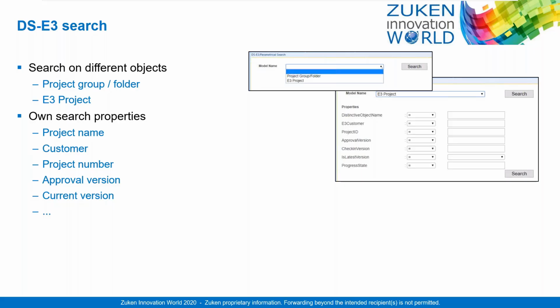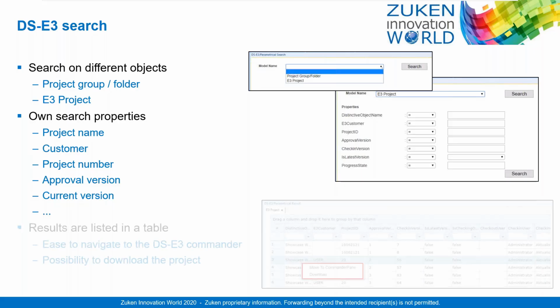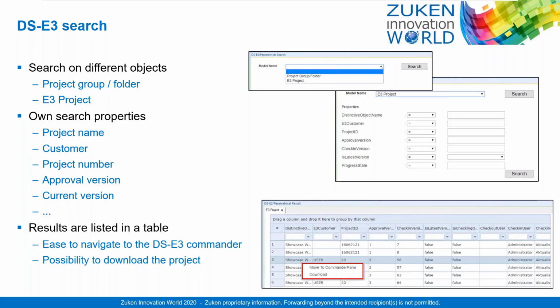So you can see on the screen here, we may have things like the customer name, the project ID, the approval version, which can all be used as search criteria for that particular project. The results of those searches are displayed in a tabular view, and from there we've got easy to use navigation to move you to where that exists within the Vault structure. Or you can download a previous version, and you can further refine your search results by grouping or filtering the tabular view that's presented to you as a result of the initial search.